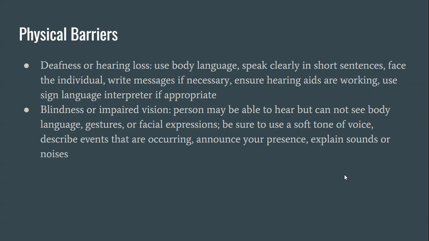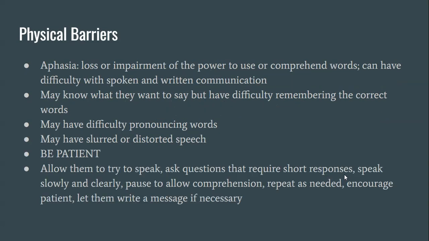For our blind or impaired vision patients, we want to make sure that, first of all, we understand the level of vision impairment that they have. There's a difference between legally blind and completely blind. So they may be able to see the outline of your body language or your gestures, or they may not. We want to use a softer tone so we don't startle them. Make sure we are describing things that are happening. Announce your presence, so don't just walk into the room and then start moving around and scare them when you drop something. And make sure that we explain other sounds or noises or things that are happening.